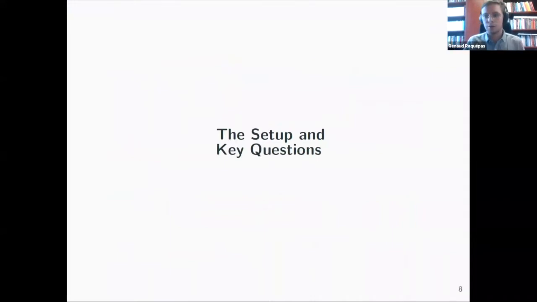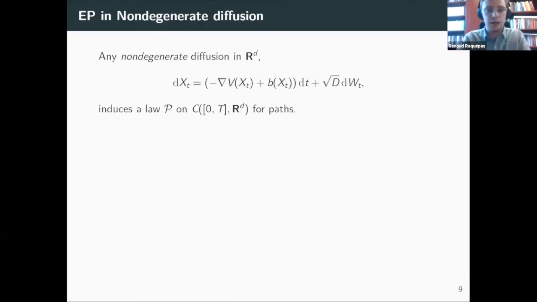So now the setup. I'm not going to talk about entropy production for general dynamics. I'll look at a specific class of dynamics, namely non-degenerate diffusions. A non-degenerate diffusion will be a stochastic differential equation. If you forget that term for a moment, it's just an ODE, right? It tells you that dx over dt is given by some vector field at the point x.